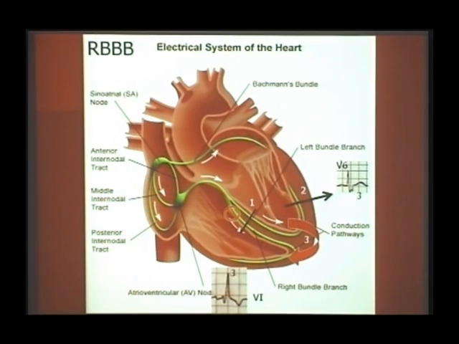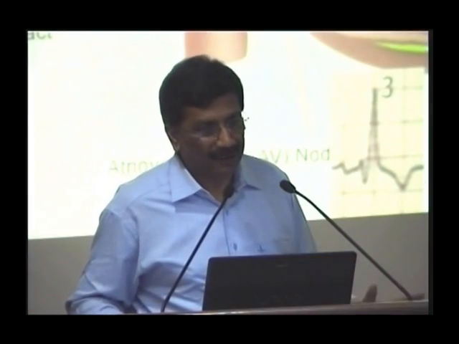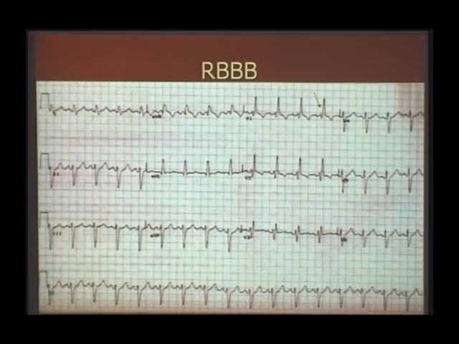You will have secondary ST-T changes opposite to the terminal portion of the QRS. So this is your right bundle branch block. Look at this ECG first. The first important thing is to identify QRS widening. QRS is widened. The second step is to identify that this QRS widening is due to terminal delay.